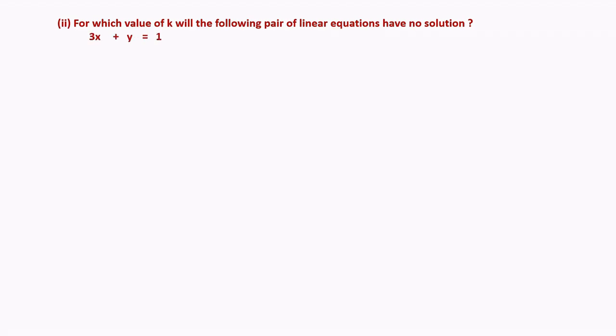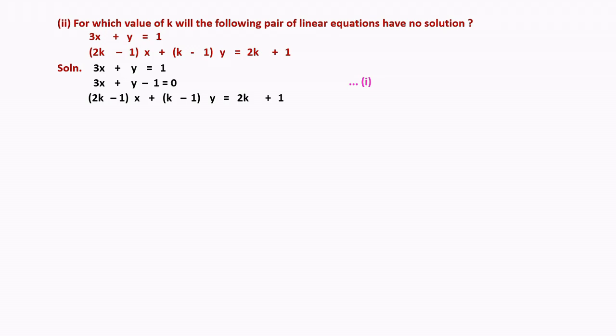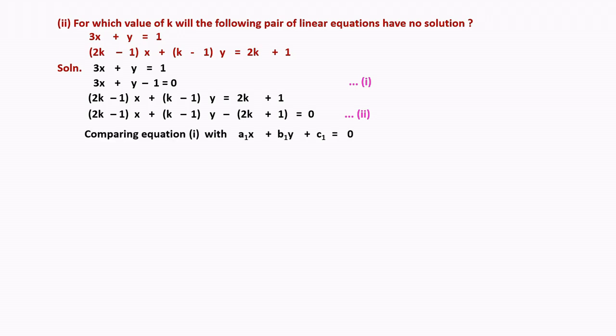Let us solve this step by step. We are given two equations. First equation, 3x plus y equals 1. Second equation, (2k minus 1) times x plus (k minus 1) times y equals 2k plus 1. First, write both equations in standard form. Equation 1 becomes 3x plus y minus 1 equals 0. Equation 2 becomes (2k minus 1) times x plus (k minus 1) times y minus (2k plus 1) equals 0.